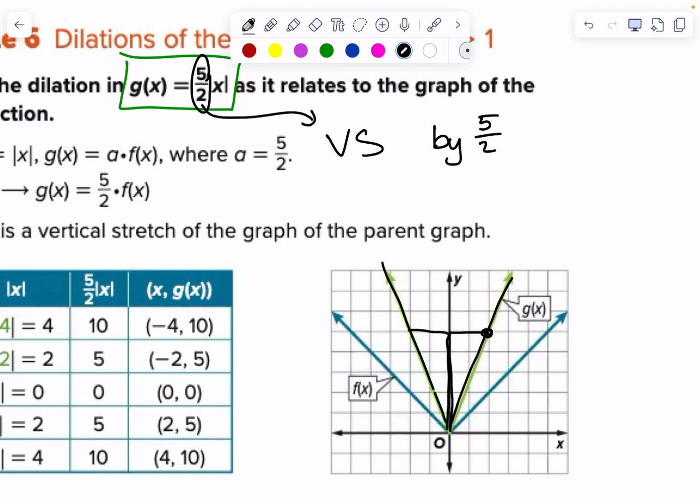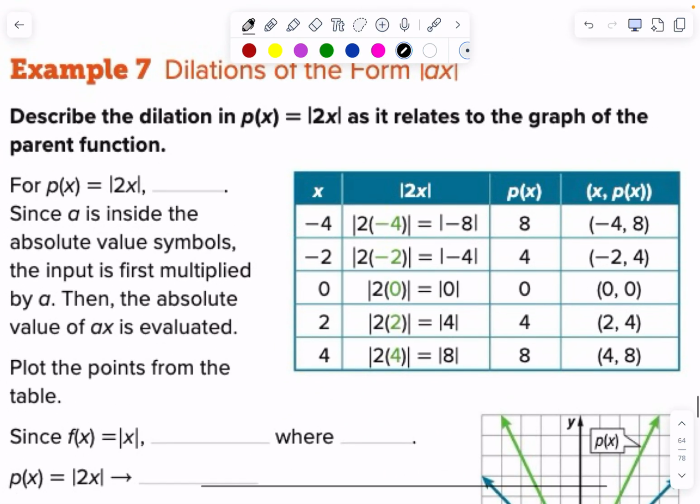So that's how your absolute value is going to change. Instead of up 1/1, he's up 5/2. My slope is steeper. Yeah? Sound good? Okay, next one. We're going through these really, really super fast.